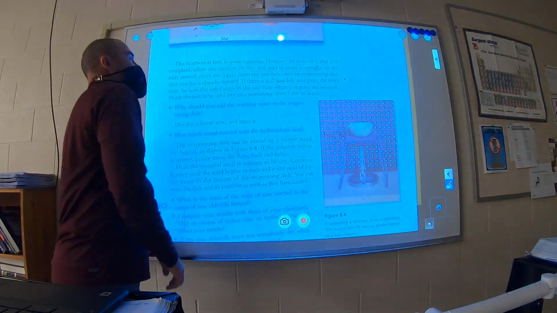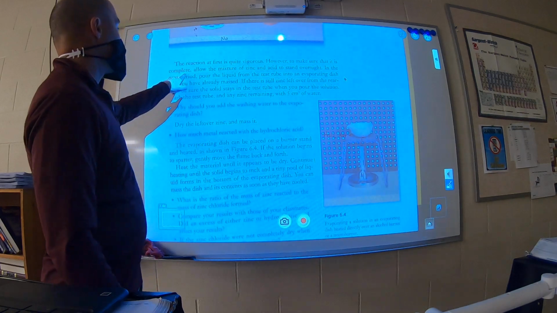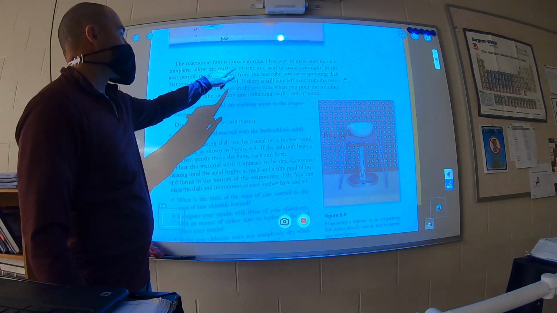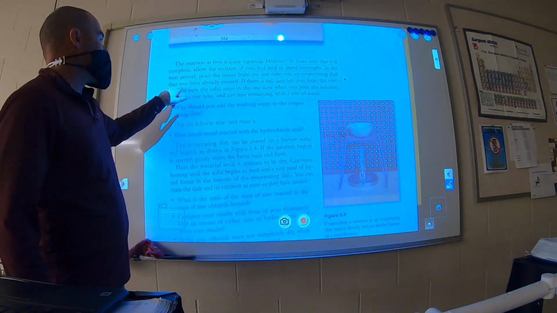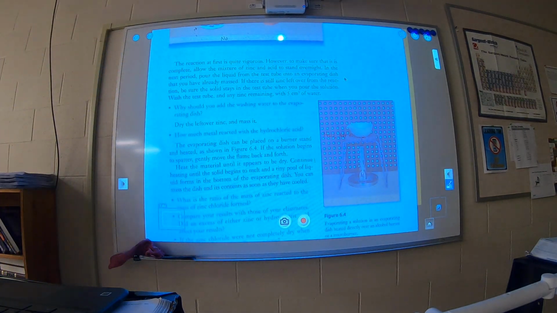It says the reaction at first is quite vigorous. However, to make sure that it's complete, allow the mixture of zinc and acid to stand overnight. That's what we did. In the next period, pour the liquid from the test tube into an evaporating dish that you've already massed. And so, every table has an evaporating dish that looks like this. Make sure that it's dry, and you need to mass it and write it down. Make sure you mass it accurately to the hundredths place.